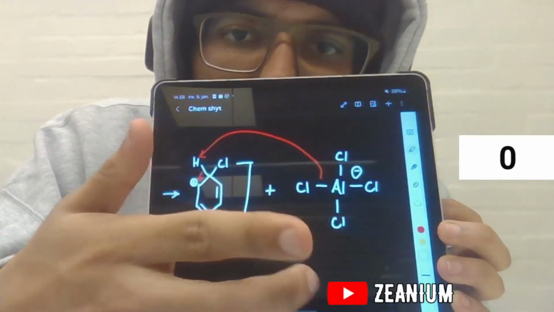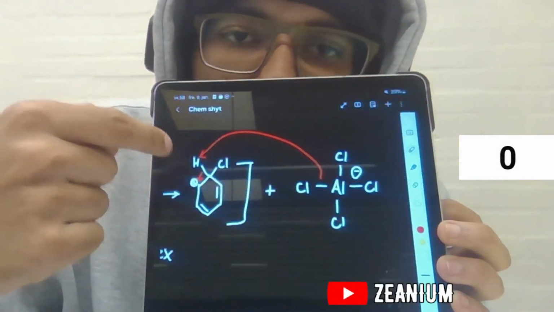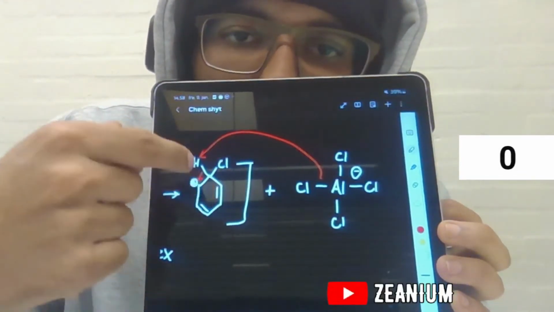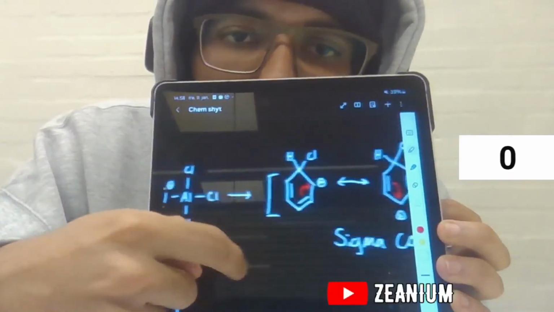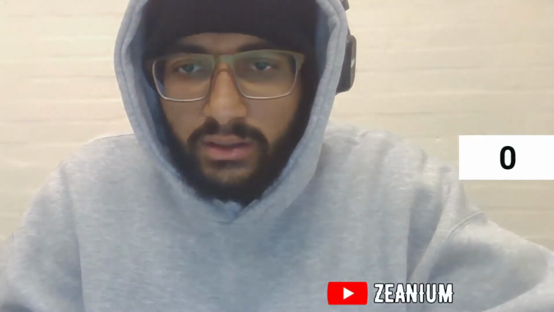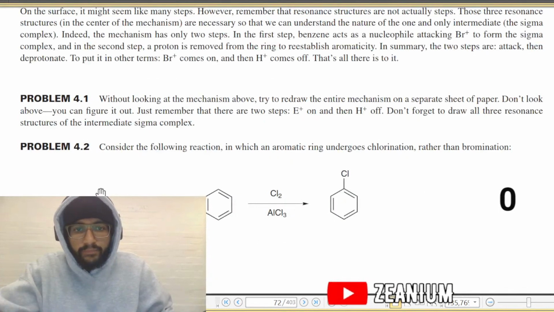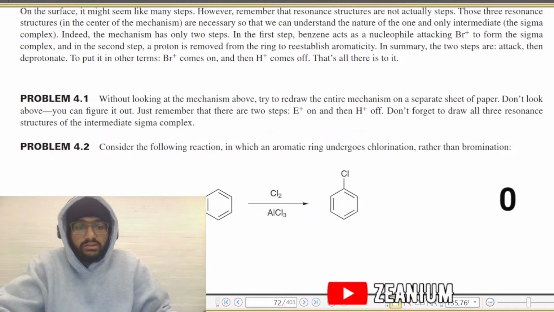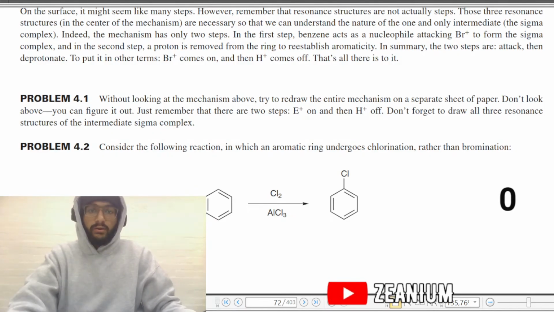aluminum trichloride, which is a base now, attacks the proton, and the proton gets to the positive charge, which then gives us this product right there. That's the whole mechanism, which was the assignment. Let me check. Yeah, so we literally got that, so it's basically correct. And yeah, so that was a pretty easy task.